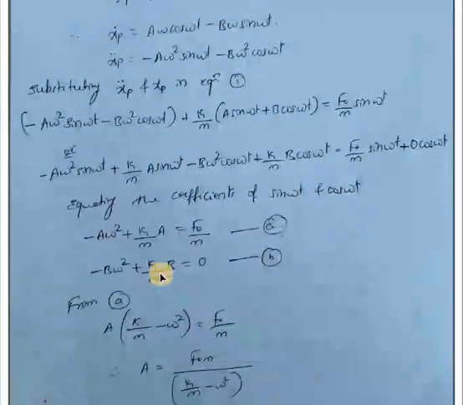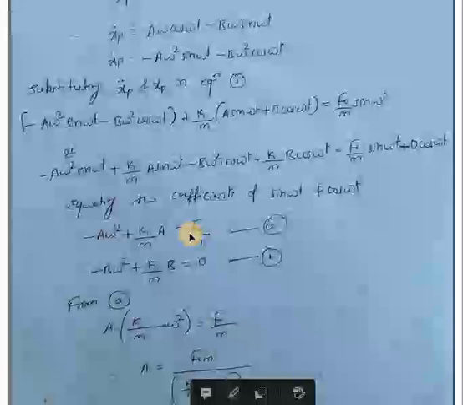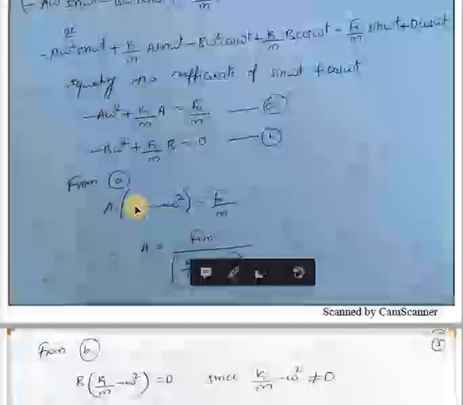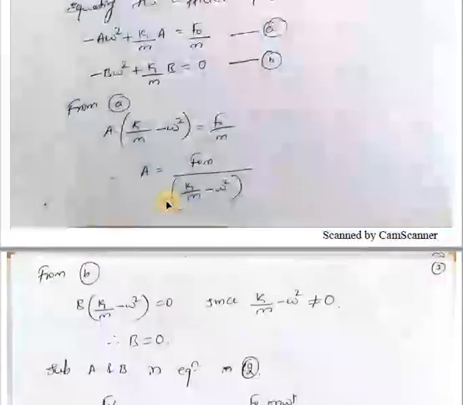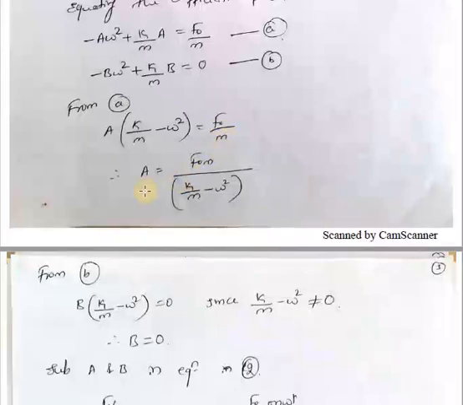Then from equation a, that is from this equation, I can take a as the common term. So I can rewrite it as a into k by m minus omega square equal to f naught by m. From this I can get the a value as f naught by m divided by k by m minus omega square.